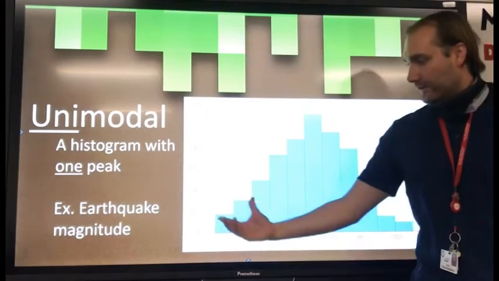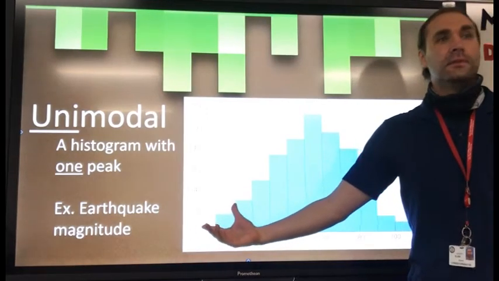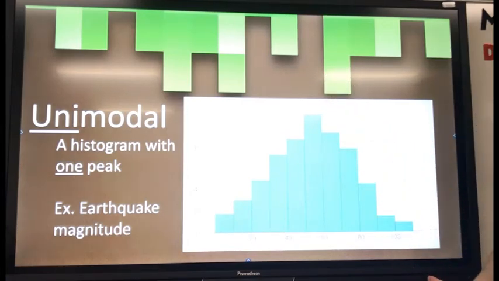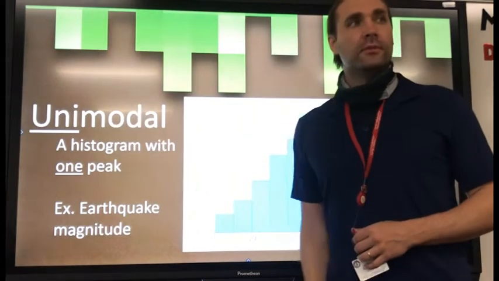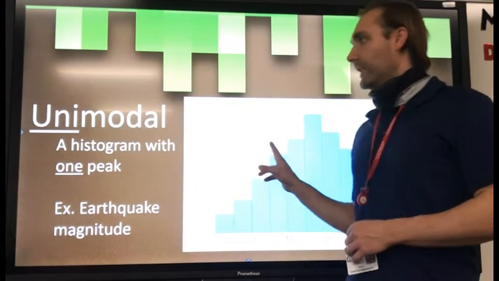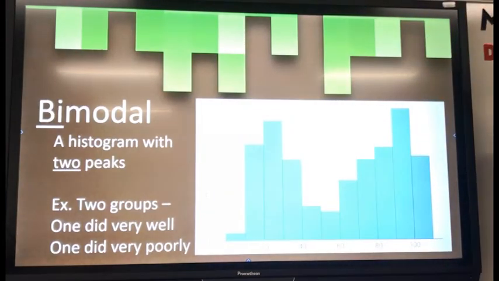Examples are earthquakes. It's all quiet. All of a sudden it increases in intensity and magnitude, and then it goes down again. So an earthquake is a type of unimodal data. So if one peak is unimodal, what do you think is two peaks? Very good. Bimodal. A histogram with two peaks, as you see here.